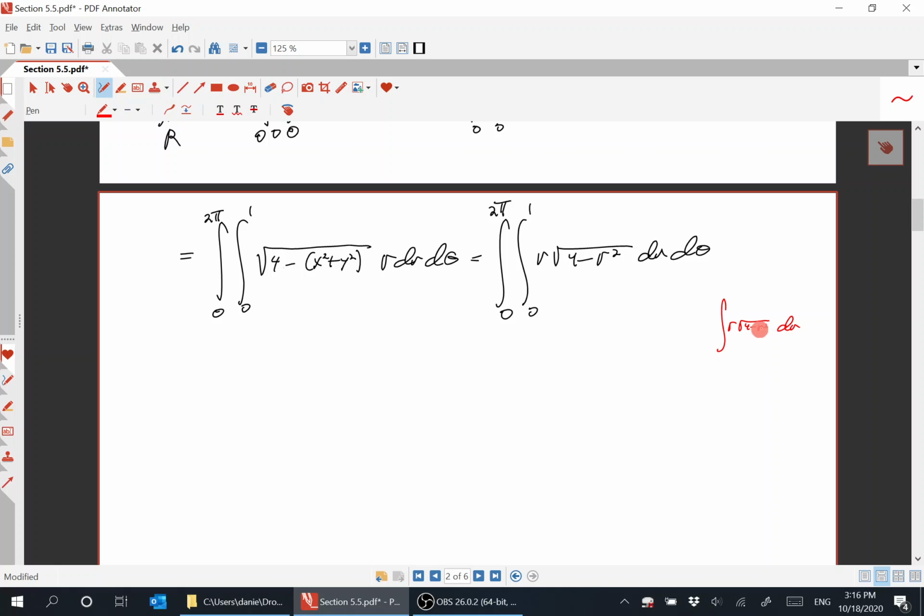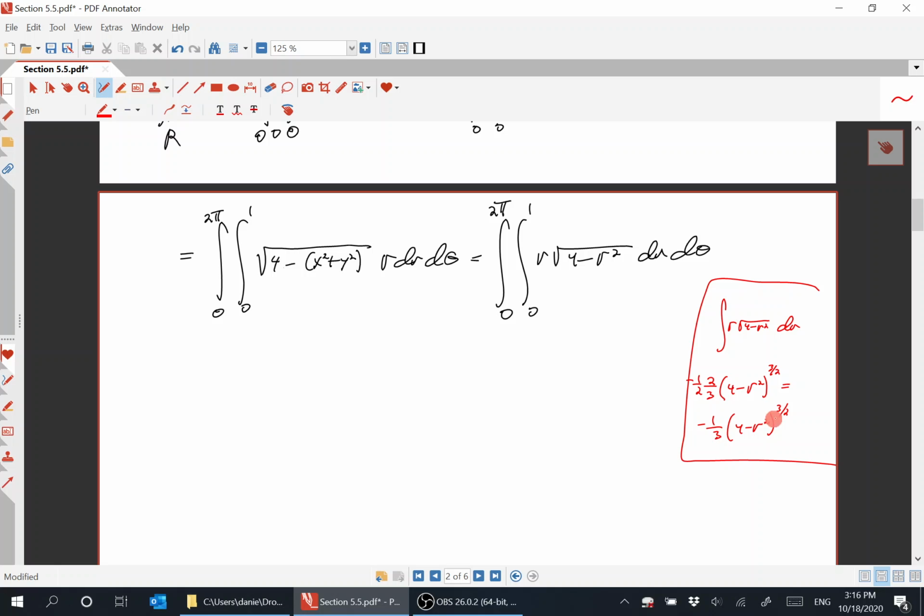With u equal to 4 minus r squared, it cancels that out. Right, so this is 2/3 (4 minus r squared) to the 3/2, and then times 1/2, minus 1/2, I think, to correct for the 2 here. So that's minus 1/3, (4 minus r squared) to the 3/2. That's that antiderivative right there.